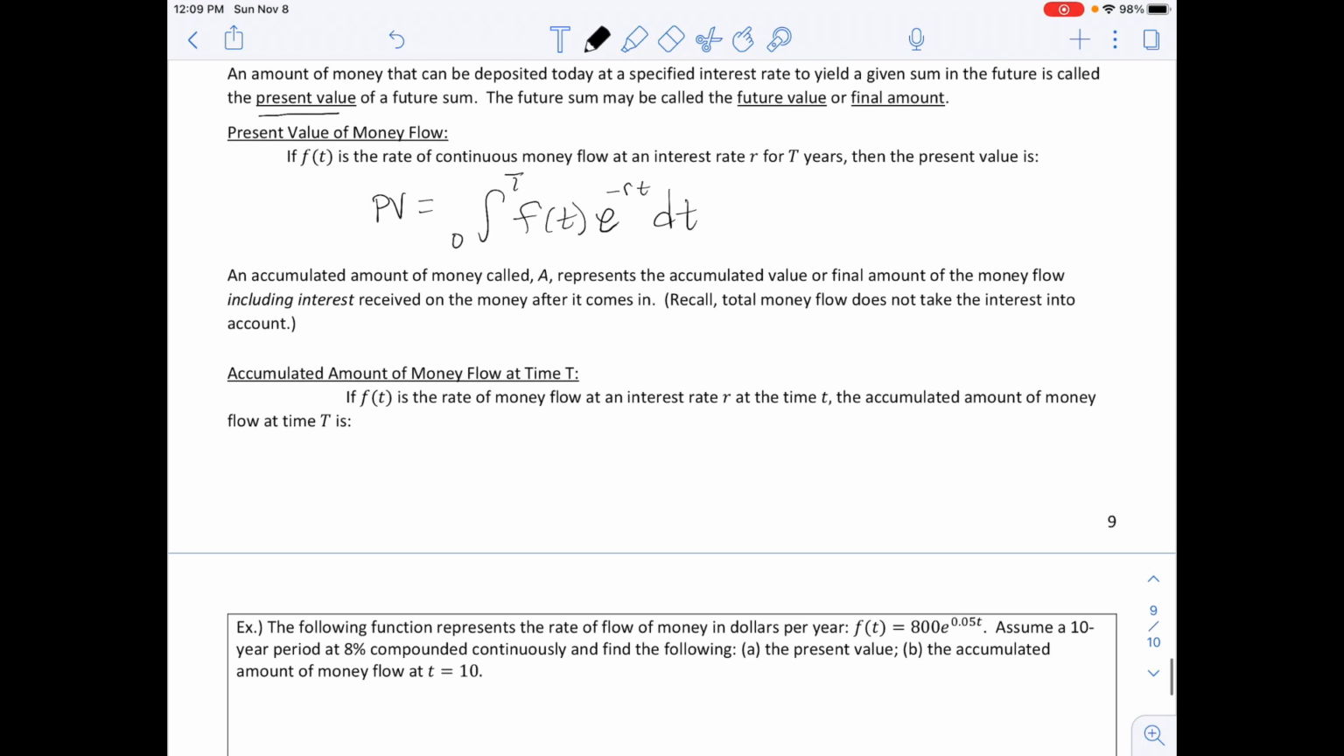And it says right below this, an accumulated amount of money called A represents the accumulated value or final amount of the money flow, including interest received on the money after it comes in. Recall that total money flow does not take into account the interest. So right below this, it has the accumulated amount of money flow at time capital T. And it says, if f of t is the rate of money flow at an interest rate of r at the time t, then the accumulated amount of money flow at time capital T, call this A, is equal to e to the r times capital T, and then we're going to integrate our function, which is that present value, from 0 to capital T of f of t, e to the negative rt dt.